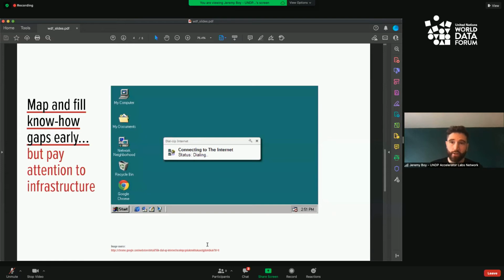So coming to the two learnings that I wanted to focus on from the report, the first one is map and fill know-how gaps early. In the report, we talk about the necessity of having people who are technically competent throughout the whole design process, throughout the whole process that Basma described essentially.